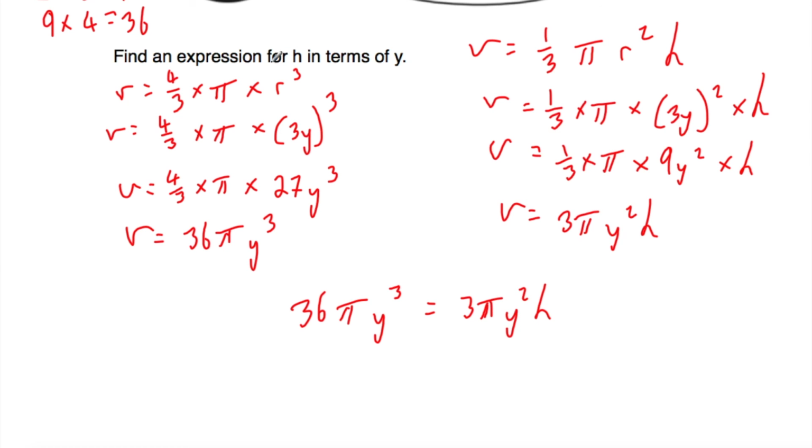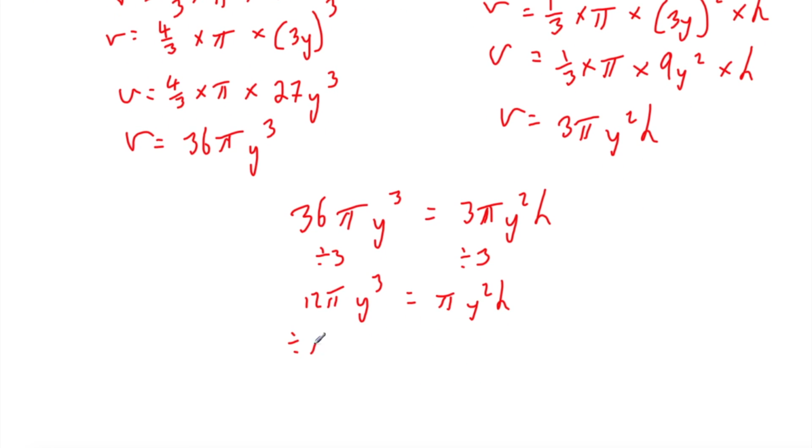Now we want to find an expression for h, so we want to make h the subject. The first thing I'm going to do is divide both sides by 3. On the left hand side we get 12 pi y cubed, and that's equal to pi y squared h, just dividing both sides by 3. 36 divided by 3 is 12, and 3 divided by 3 is 1, so we're just going to write pi instead. Now let's divide both sides by pi. We're left with 12y cubed, and on the right hand side we're left with y squared h.